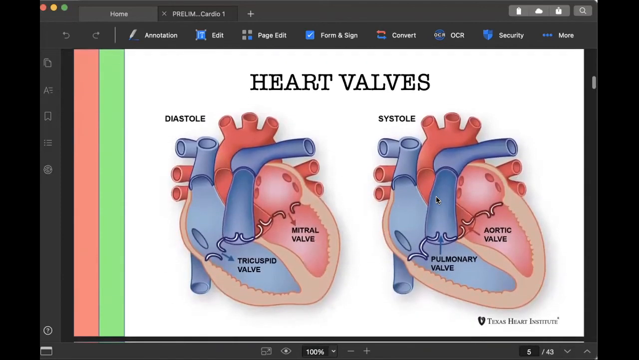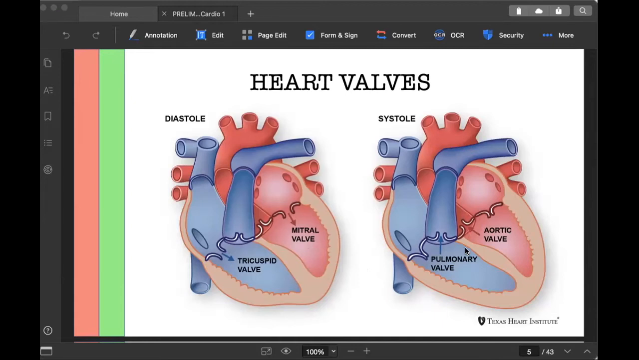How about your heart valves? Most likely you've known this already. We have four valves of the heart which permit the blood to flow in only one direction. So we have your tricuspid, your mitral, your pulmonary, and your aortic valve. They're like gates which allow blood to enter and exit.